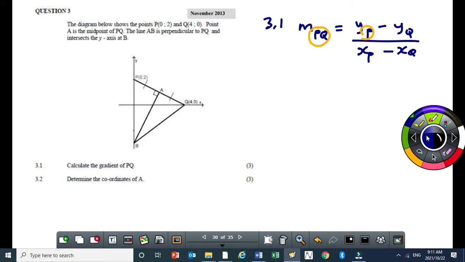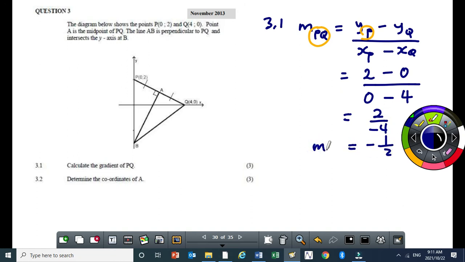So to calculate the gradient of PQ, our Y value at P is 2. The Y value at Q is 0. The X value at P is 0. The X value at Q is 4. So this will give you 2 divided by minus 4, and that will give you negative a half. So the gradient of PQ is going to be negative a half.